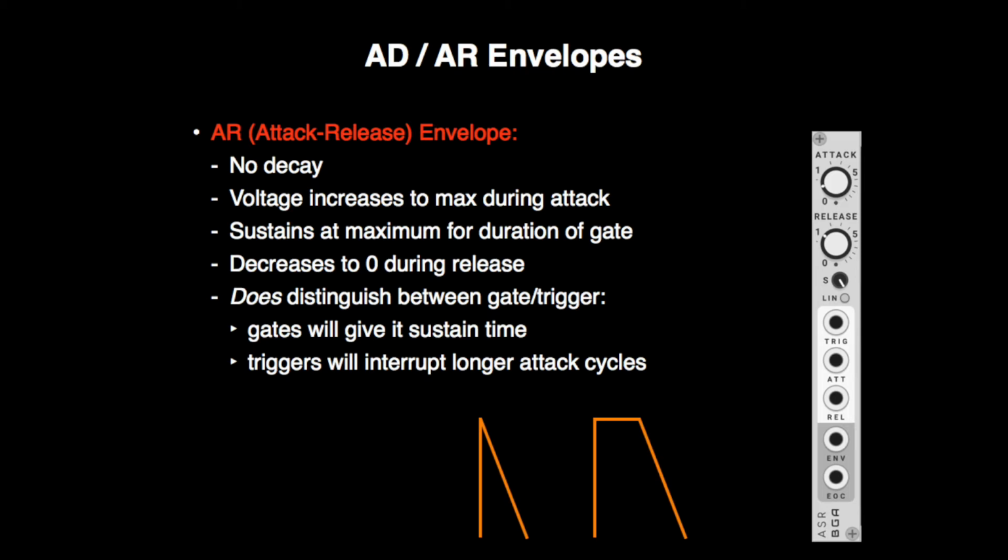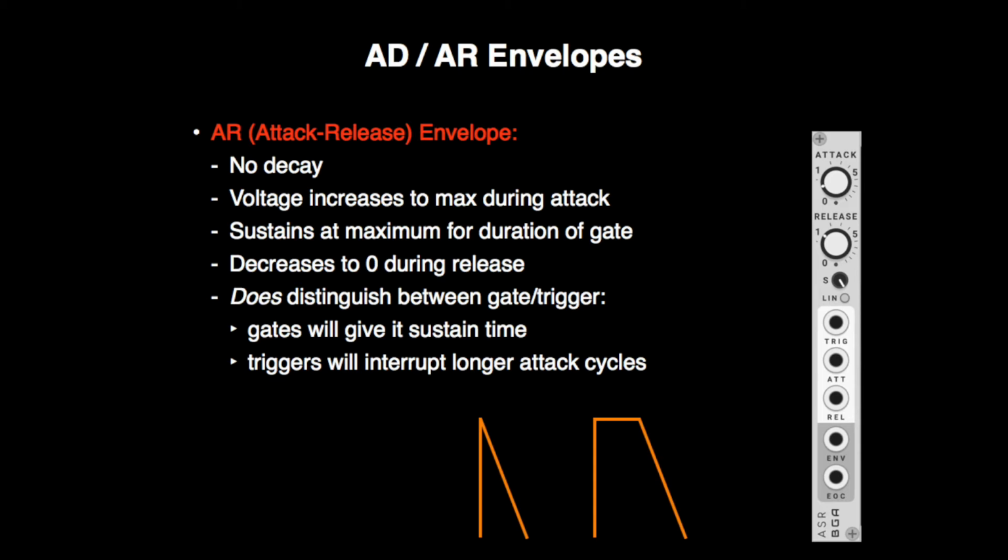So an AR envelope is very similar, but ever so slightly different. An AR envelope has no decay stage. It technically does have a sustain stage, and so some AR envelopes are even called ASR because they just lack the decay. There is some kind of sustain involved. So in an AR envelope, the voltage increases to the maximum during the attack, and it's going to sustain at the maximum value for the duration of the gate, and then decrease back down to 0 during the release.